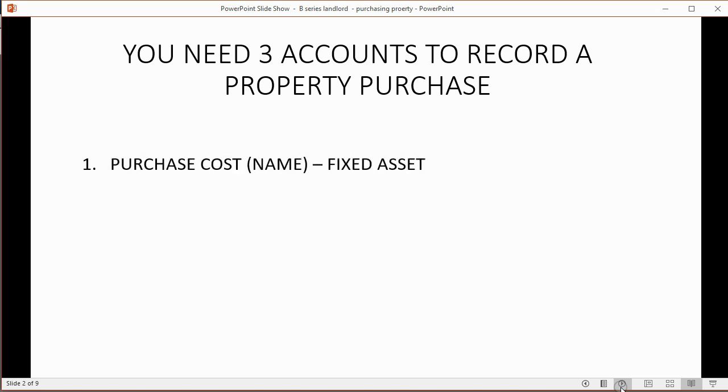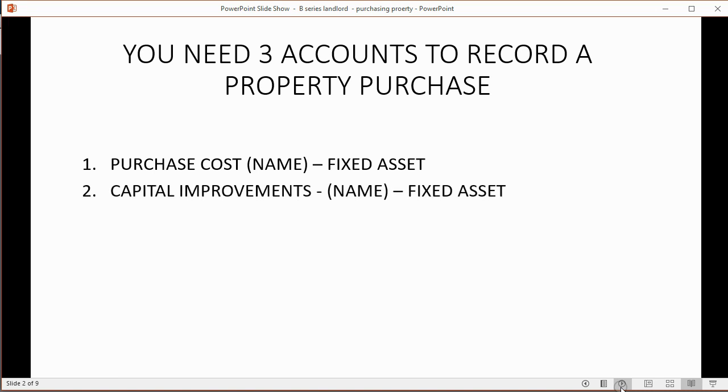The first one is a fixed asset, and it will hold the purchase cost of the house or building that you're buying. You would designate a name for that particular location. The second account you need is also a fixed asset, and it should have the words capital improvements or something like property upgrades, and it should also name the specific house that you just purchased.